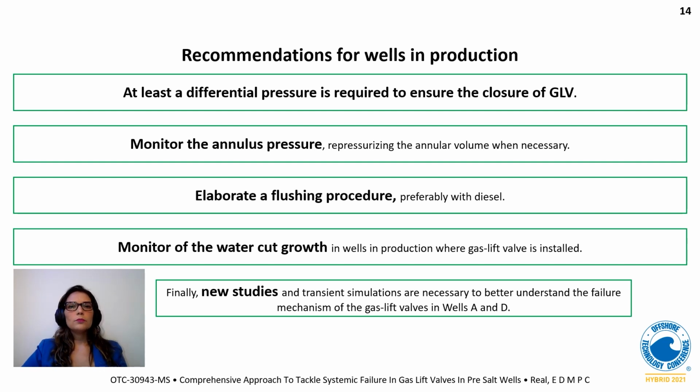Elaborate a flushing procedure with diesel as the first step after determining the annulus-tubing communication. It aims to remove a small residue that can be accumulated in the valve, which may prevent the closure of the check valve. Monitor the water cut growth in wells with gas lift valve. It's important to ensure the right dosage of scale inhibitor.